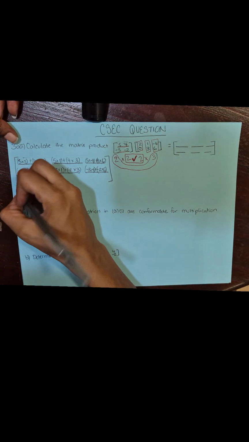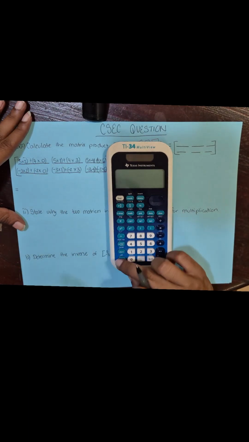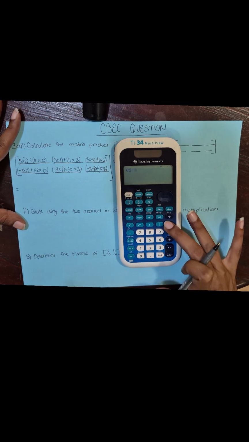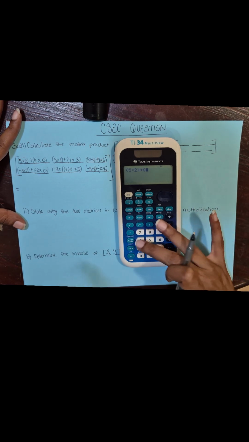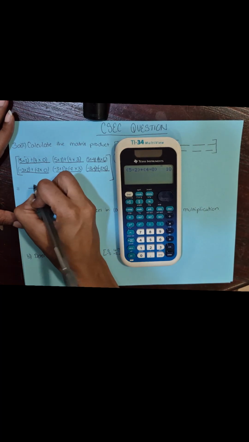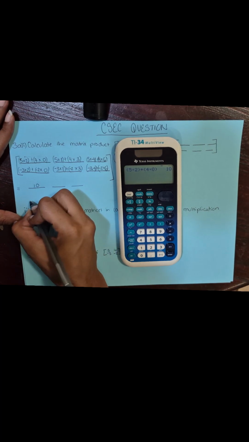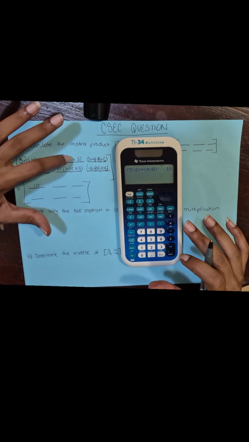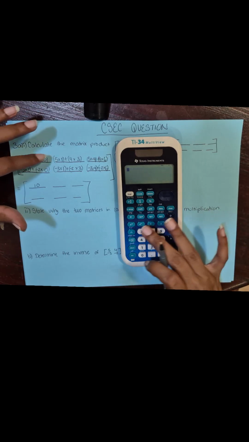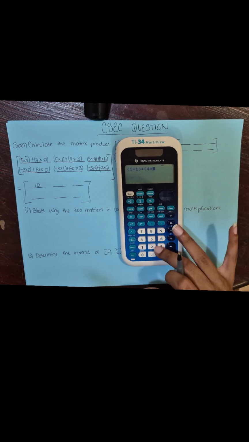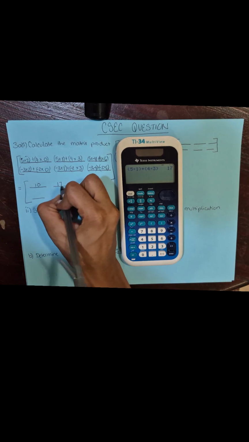And now we can do the actual working. Let's just use our calculators this time. So we're going to do 5 times 2 plus 4 times 0. First answer we got 10. Let's just prepare the matrix. All right, let's do this one at the top middle. 5 times 1 plus 4 times 3, 17.